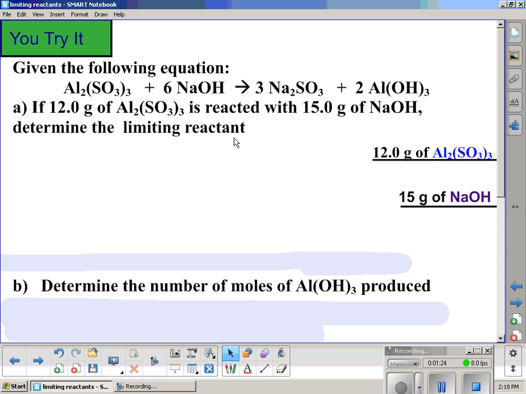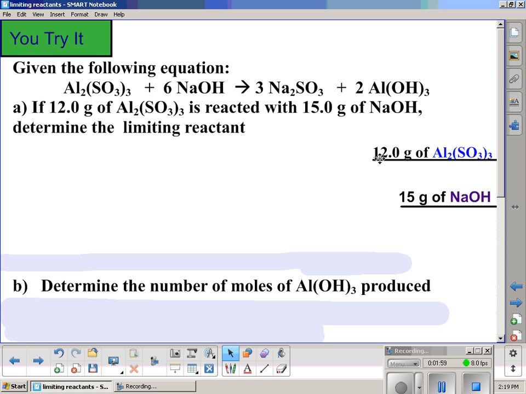So to figure that out, we do a couple stoichiometry problems. We start our first stoichiometry problem with 12 grams of aluminum sulfate, as it says right here, and we're going to go to one of these two products. It doesn't matter which one as long as we use the same one for both equations. Looking down here at number B, we can save ourselves a little work because we're going to have to find how many moles of aluminum hydroxide are produced. So why don't we go from grams of each of these to moles of aluminum hydroxide, because we're going to have to do it anyway.